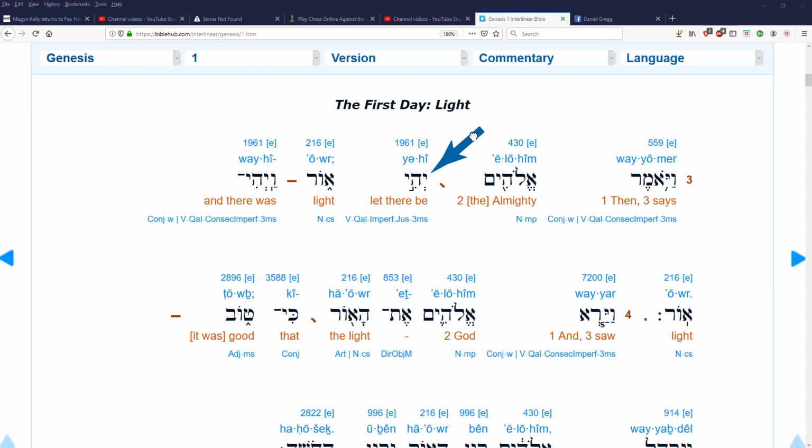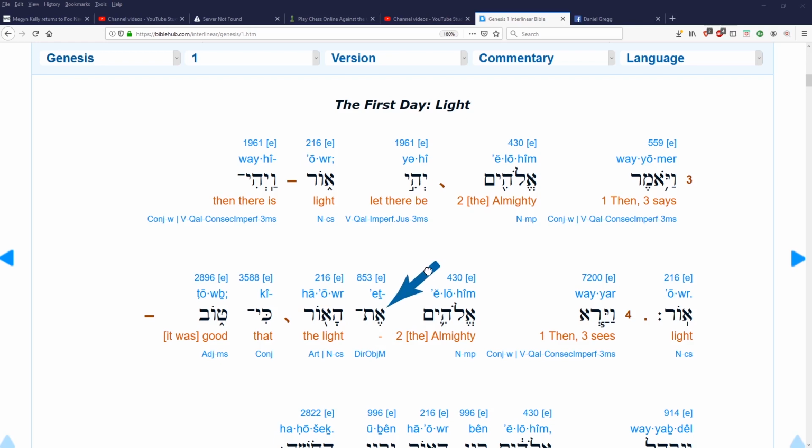Let there be. You do not have to modify this. This is a jussive, let there, or it's a modal, may there be, third person imperative. Let there be. Light. We don't have to change anything here either. And there was. We have the wav consecutive here. We also have the past tense problem here. The imperfect takes the form of the present tense, strictly speaking. Then there is. Yehi, or light. Nothing wrong here. Again, we have a wav consecutive here. Then sees. The Almighty. Direct object marker. We don't need to translate it.